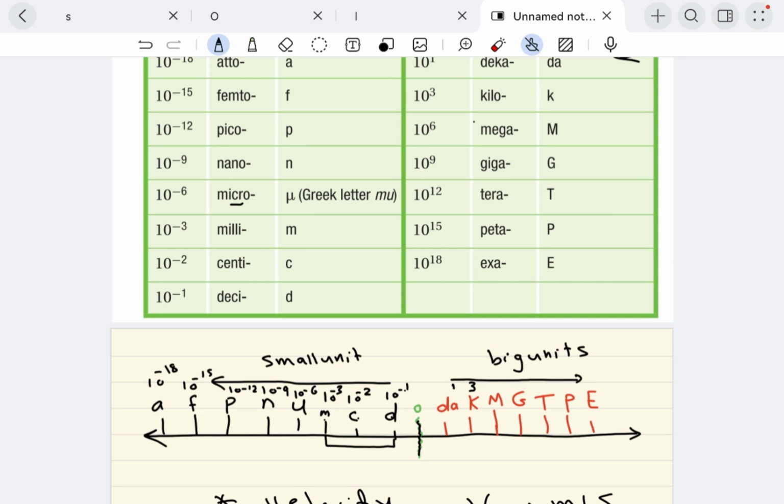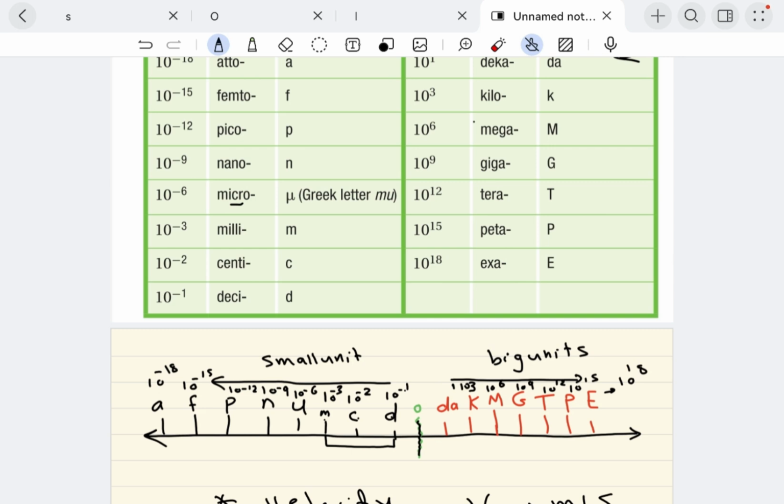So mega is 10 to the power of 6, kilo is 10 to the power of 3, giga is 10 to the power of 9, tera is 10 to the power of 12, peta is 10 to the power of 15, and the last one, exa, is 10 to the power of 18. So I have to memorize it this way.